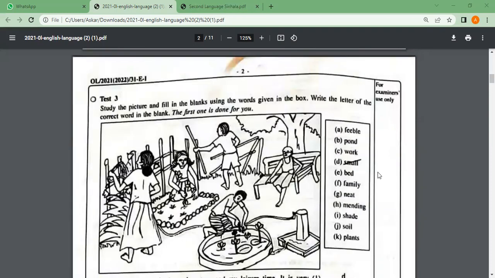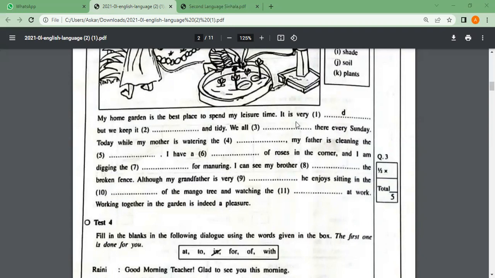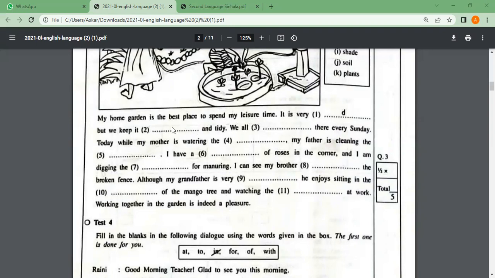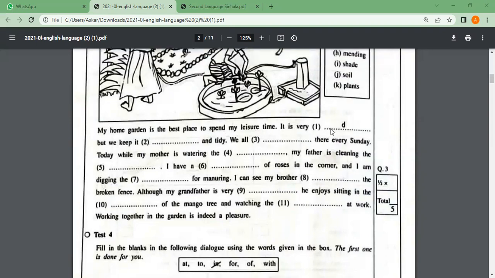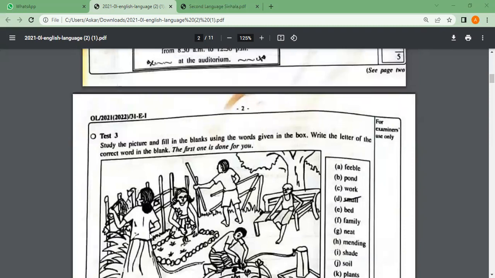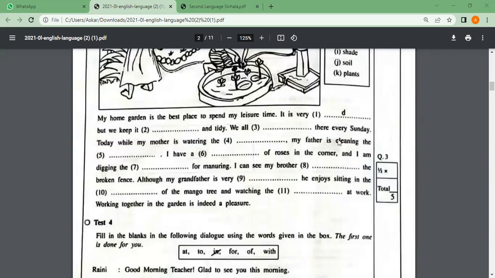It is very small, but we keep it neat and tidy. About what are they talking? About their garden. So it is very small, their home garden, but we keep it neat and tidy. So we all work there every Sunday. Today while my mother is watering the plants and my father is cleaning the pond, I have a bed of roses in the corner, and I am digging the soil for manuring.